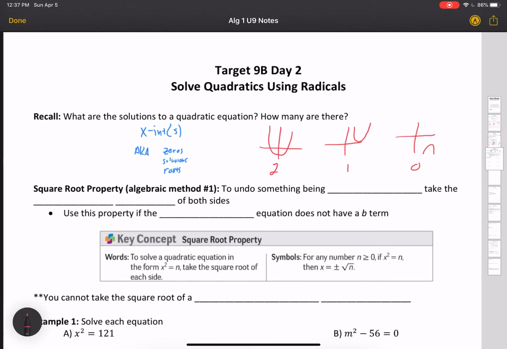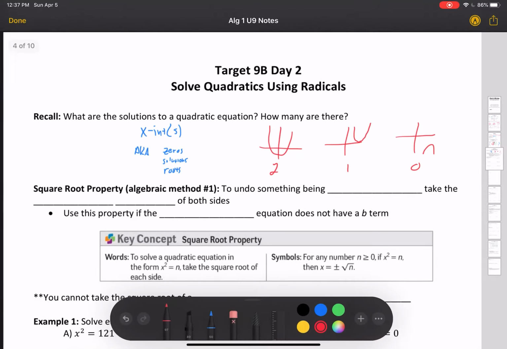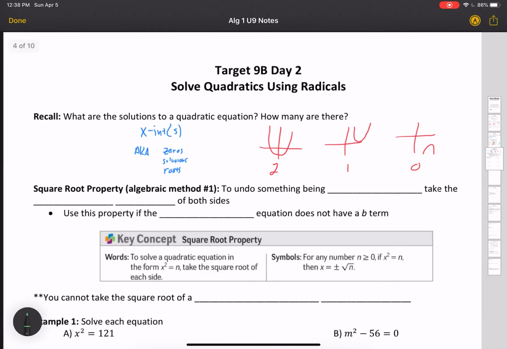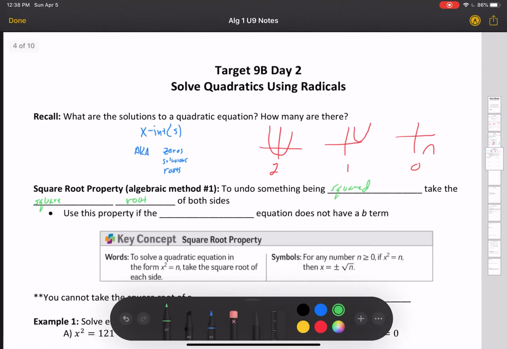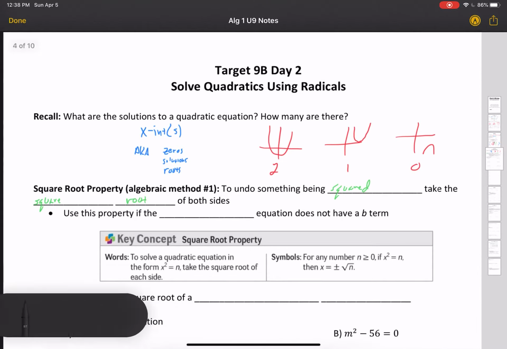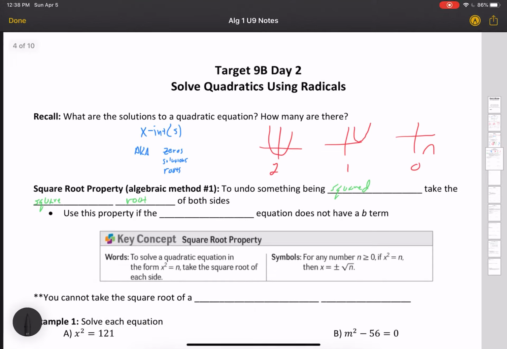So square root property, this is our first method. To undo something being squared, take the square root of both sides. Okay? And we use this method because there's going to be several methods. There's going to be 3 total methods that we talk about in this unit.